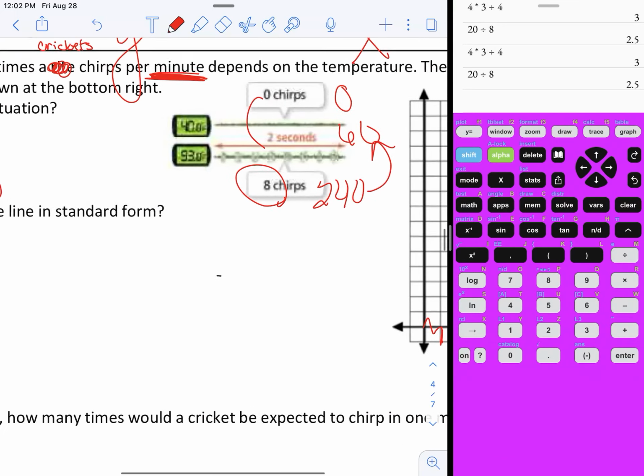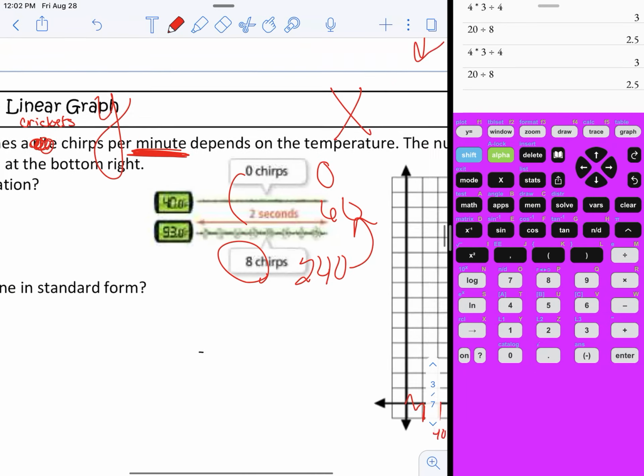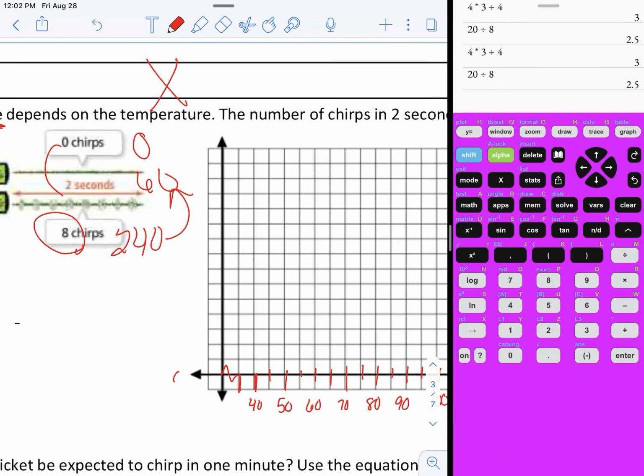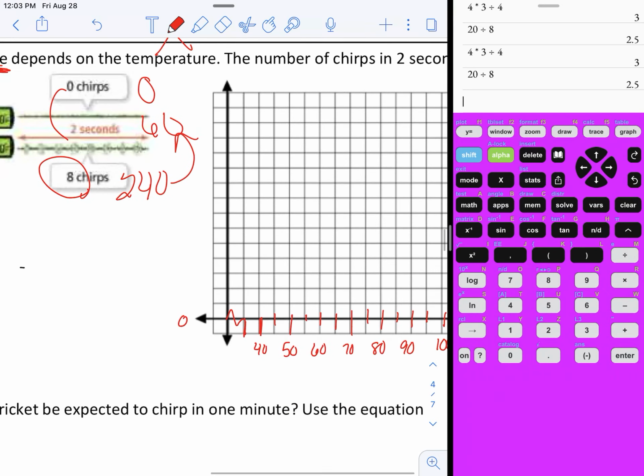And if you're wondering why I picked those, it's because those are my X values, 40 to 93. So for 0 to 240, I'm going to start at 0 because I need 0. I'm going to count by 30s. I counted by 20s in my last video that got deleted, but save some time. 30, 60, 90, 120, 150, 180, 210, 240. And these are my chirps.